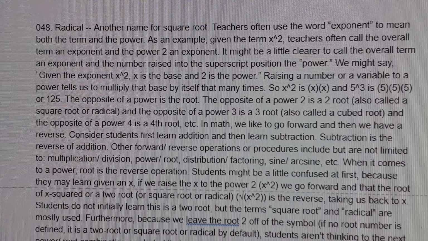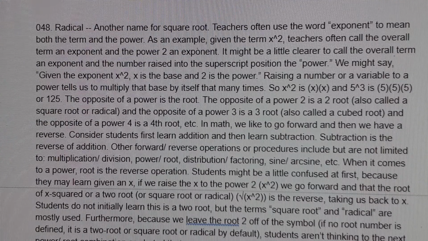The opposite of a power is the root. The opposite of a power 2 is a 2 root (also called a square root or radical), and the opposite of a power 3 is a 3 root (also called a cubed root), and the opposite of a power 4 is a 4th root, etc.